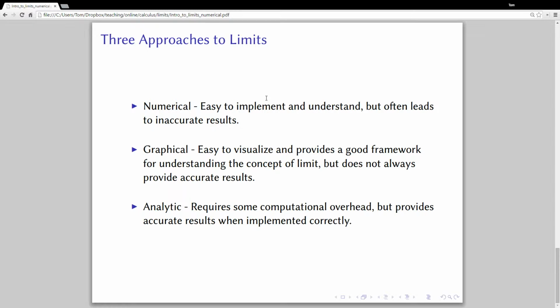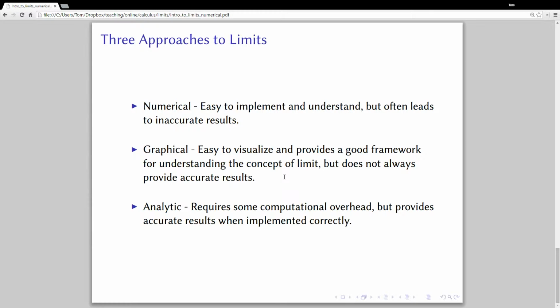Next, we'll take a look at the graphical point of view of limits, and it's similar to the numerical point of view, except that you're looking at the graph of the function. So there's a picture associated with the problem or function that you're taking a look at, and that helps to visualize again what's going on. But like the numerical approach, there are some graphs that will not give you accurate results, so you don't really want to use this all the time.